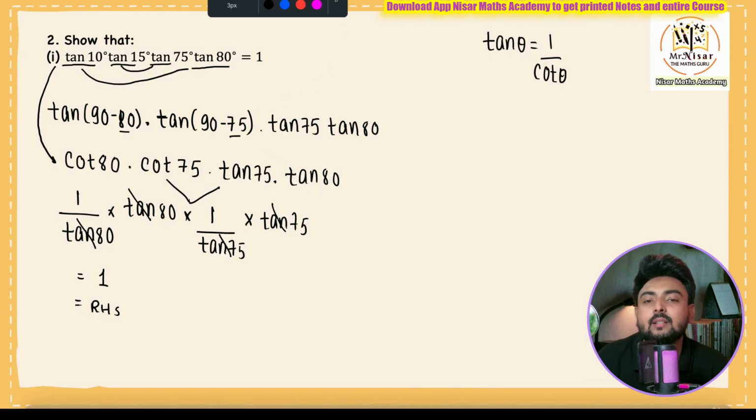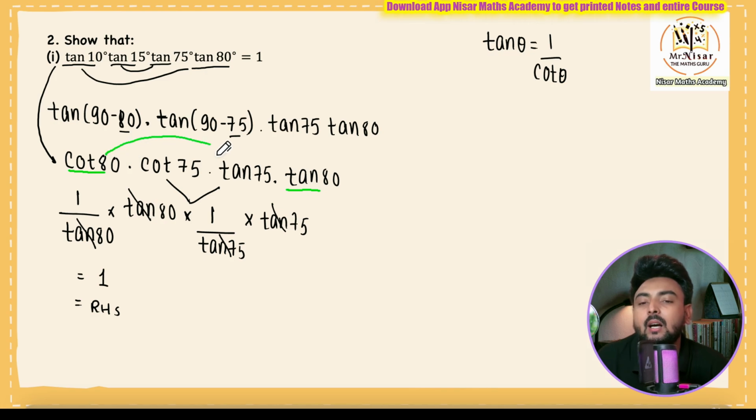Now see this thing which I was trying to make you understand. These two, cot 80 and tan 80, are reciprocal to each other, because cot is 1 by tan and tan is 1 by cot. So either you convert cot or you convert tan; one you have to convert. Here I have converted cot, writing 1 by tan. And this tan 80 I wrote first so that both will get cancelled. Here it is cot 75.